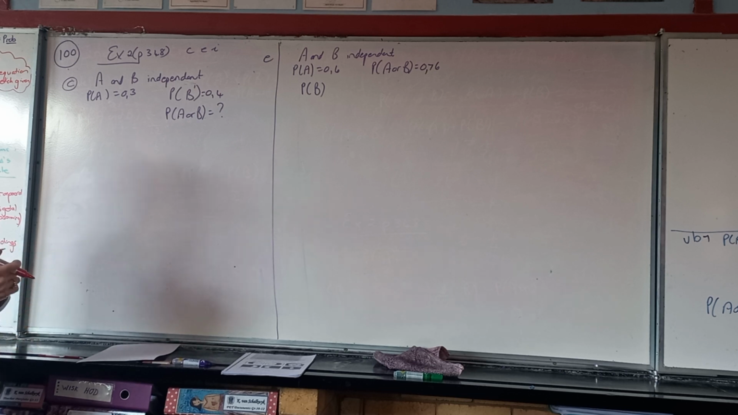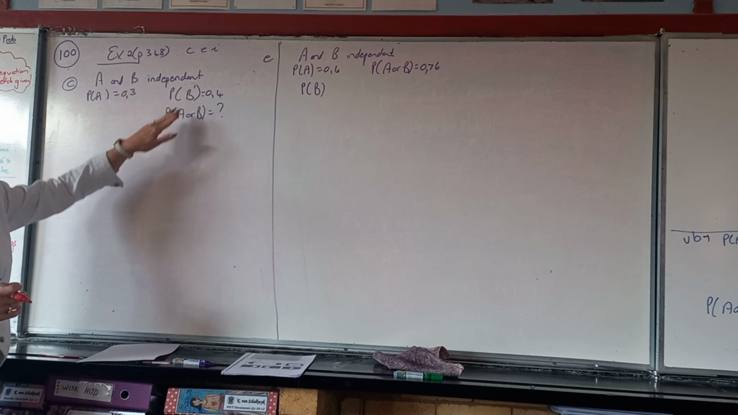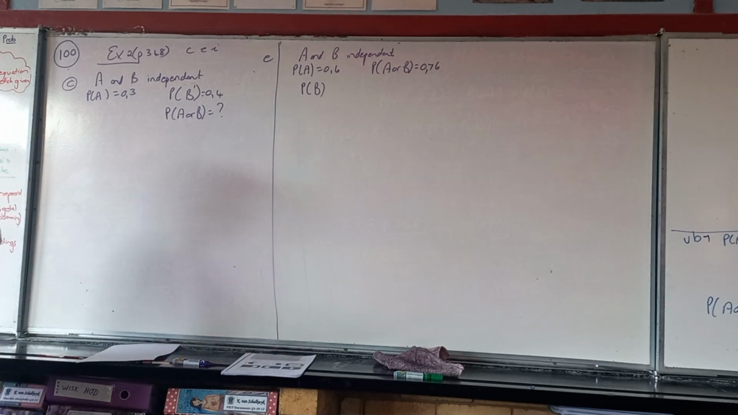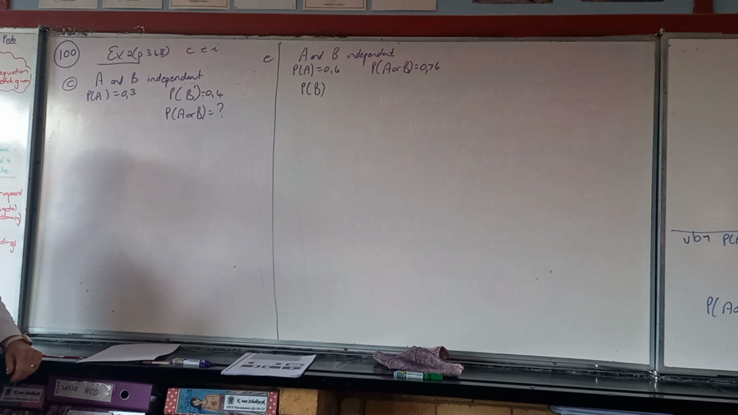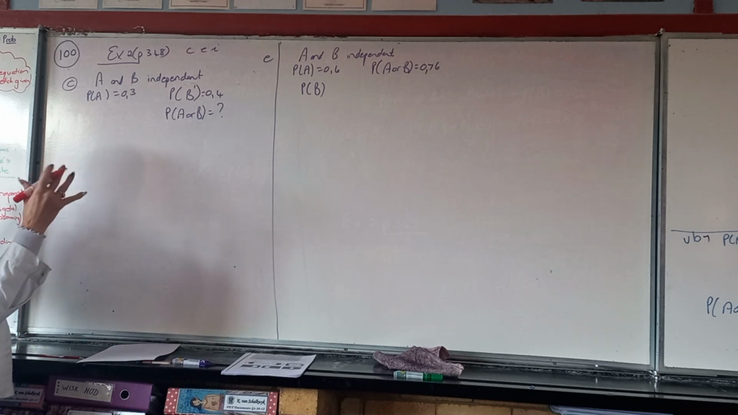Number C said, if A and B are independent, and they give you other stuff as well, what does independent mean? When you type them together, they give you A and B. That's the most important thing. But you're going to just say it in the general.